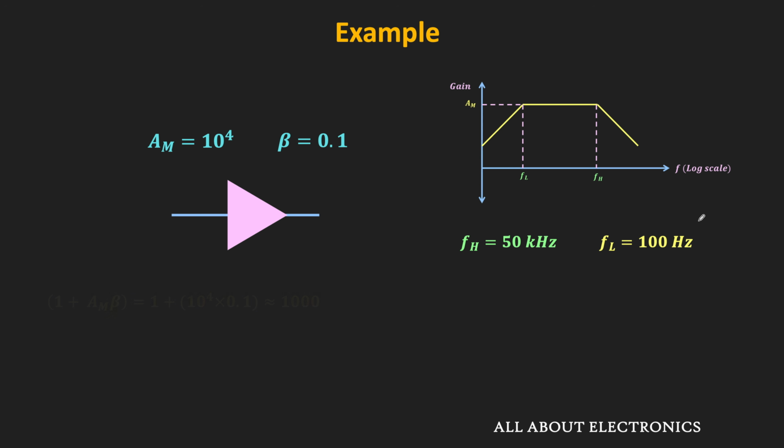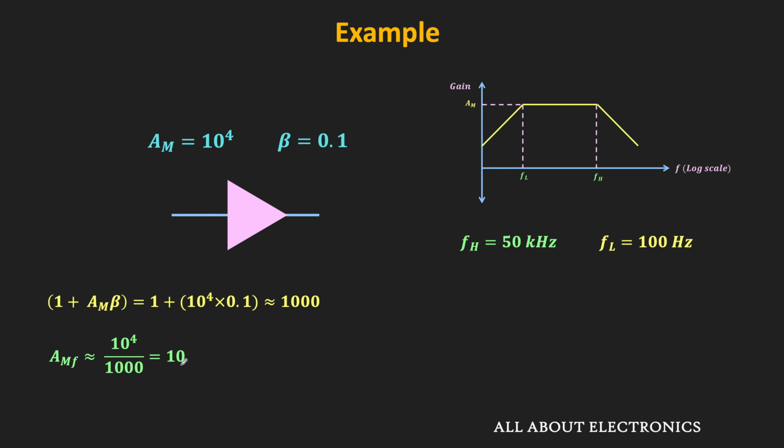Or in this case, this 1 plus A beta is equal to 1 plus this 10 to the power 4 times 0.1, and that is roughly equal to 1000. So we can say that this closed loop gain is equal to A divided by 1 plus A beta, or in this case that is equal to 10 to the power 4 divided by 1000, that is equal to 10.